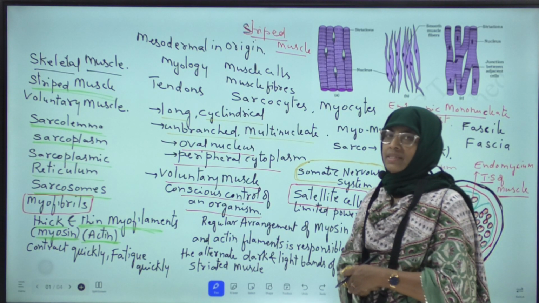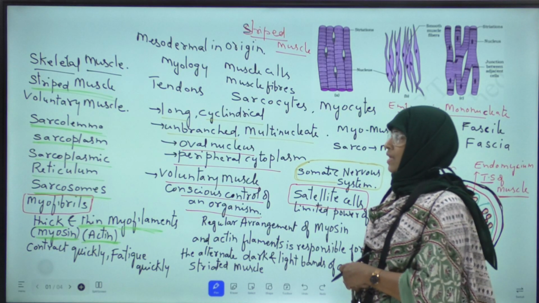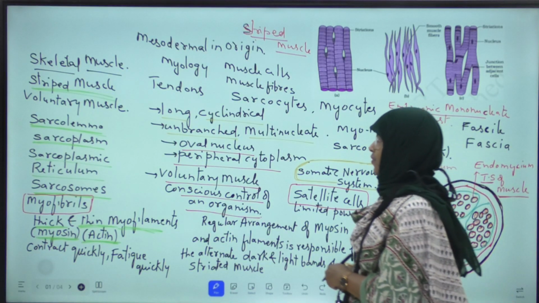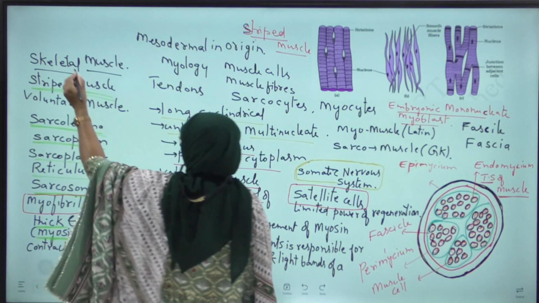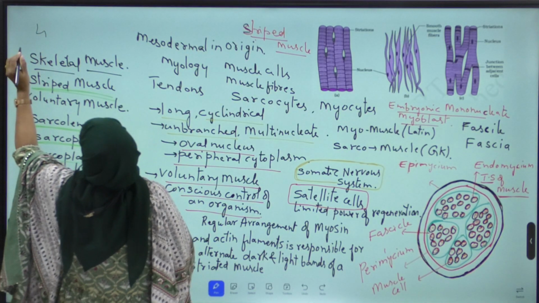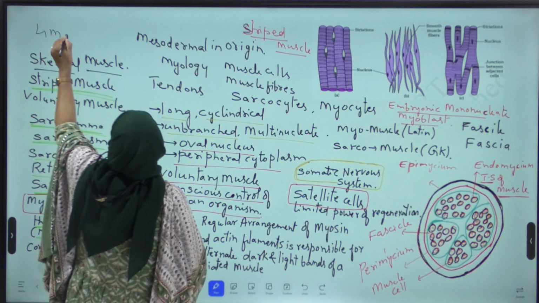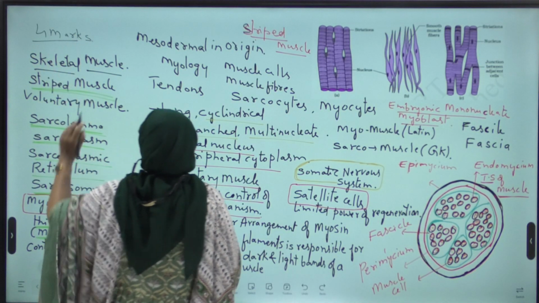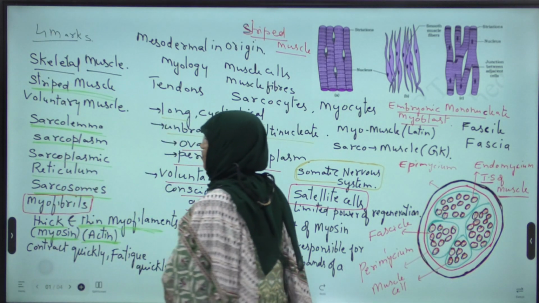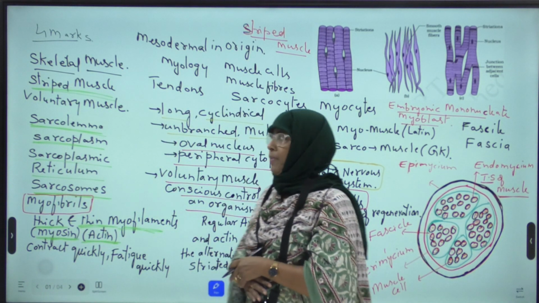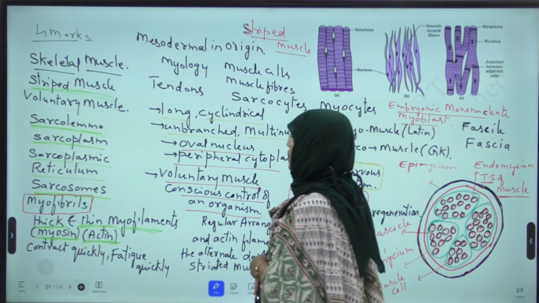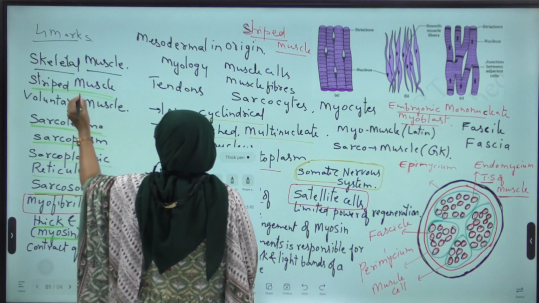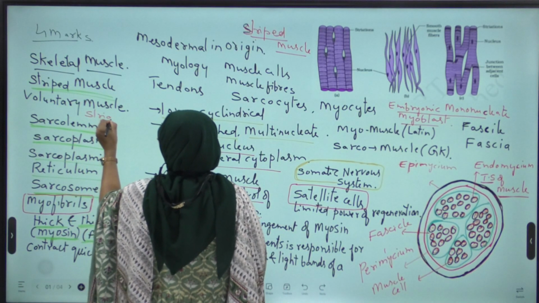Describe the structure of skeletal muscle, or striped muscle, or striated muscle. It is one of the important 4 marks questions. Skeletal muscle is otherwise called striated muscle or striped muscle.